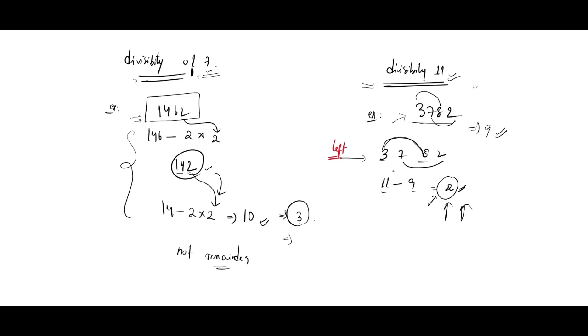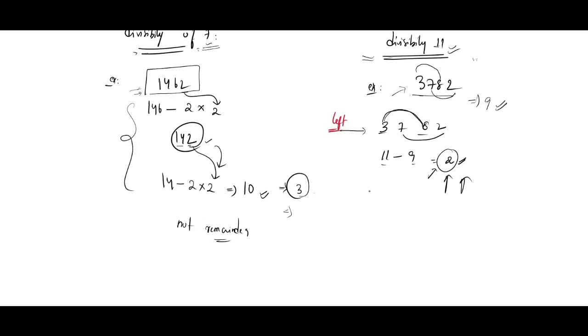Now I'll tell you the same procedure. Take the number 3782. Make it a habit of checking from the right side onwards for divisibility of 11. This is very useful. Why? Because you will get 2 plus 7, which is 9, minus 3 plus 8, which is 11. You got minus 2.